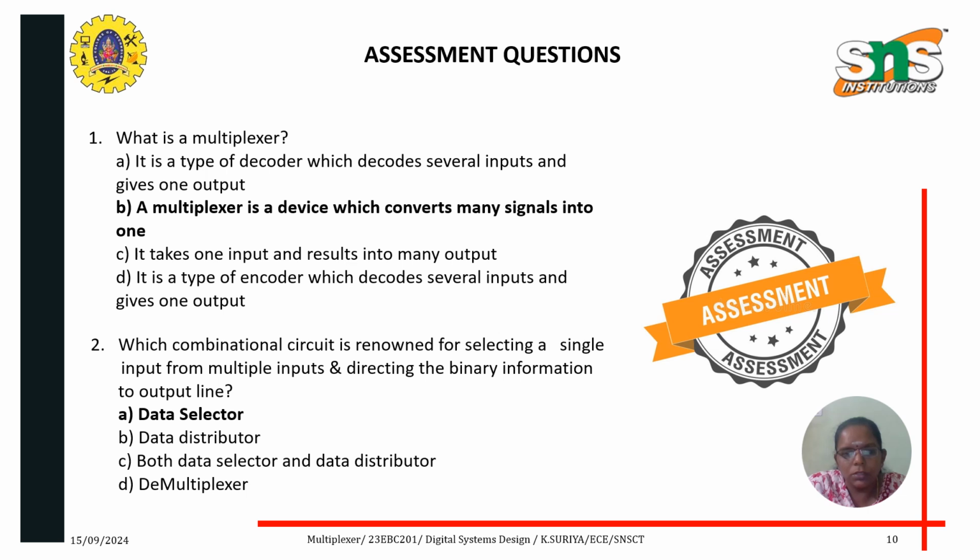Second question is, which combinational circuit is renowned for selecting a single input from multiple inputs and directing the binary information to the output line? The options are data selector, data distributor, both data selector and data distributor, and demultiplexer. Yes, the answer is data selector.